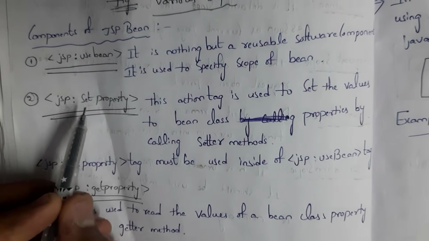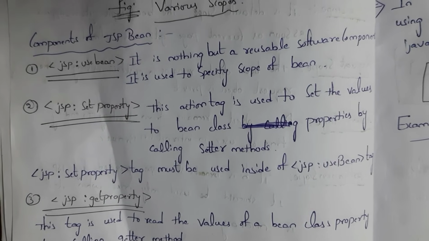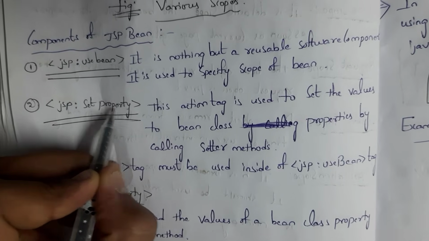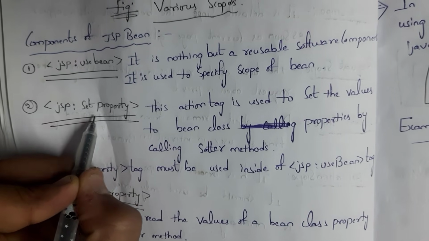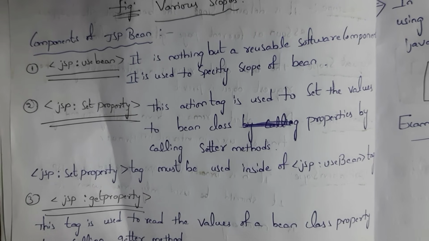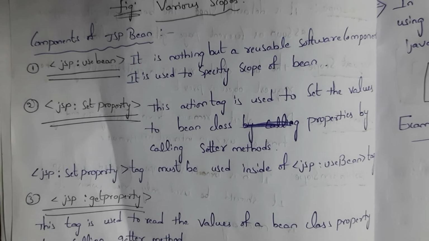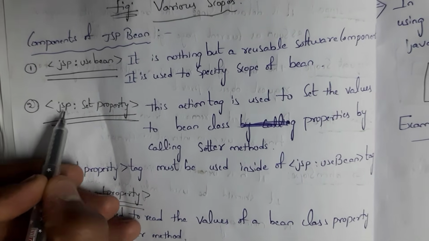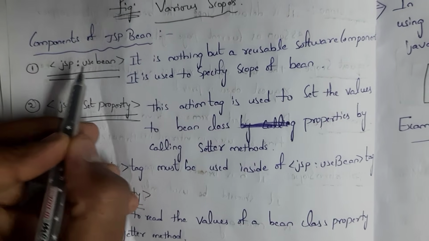And next one, jsp:setProperty. This jsp:setProperty is an action tag. We call this an action tag. It is used to set properties. It is used to set values to bean class properties. This is the definition of setProperty. And we need to use this jsp:setProperty inside jsp:useBean.